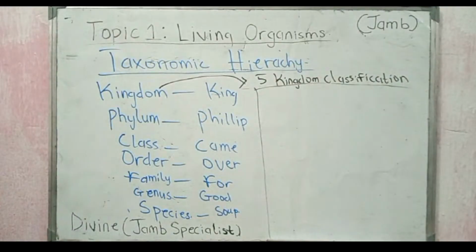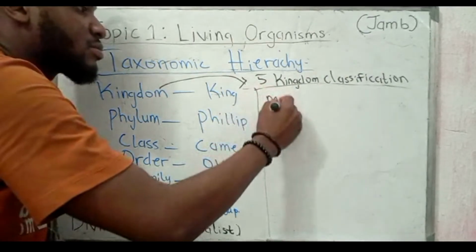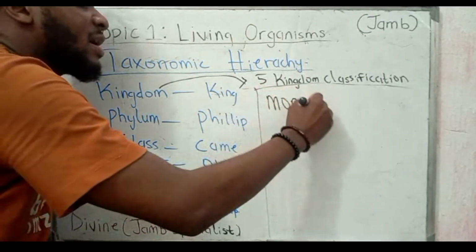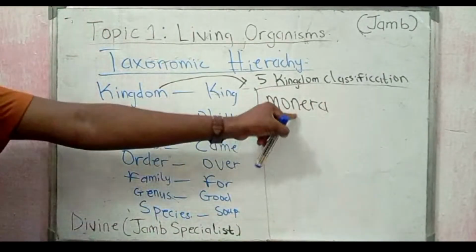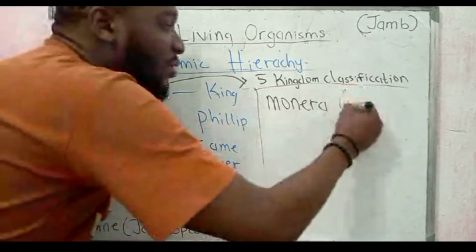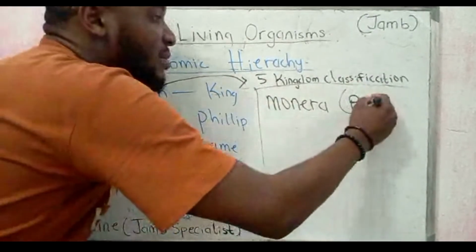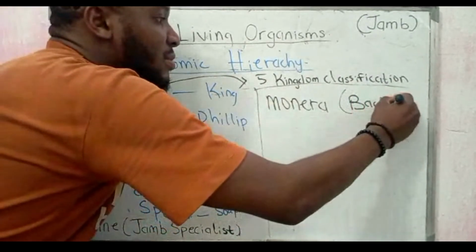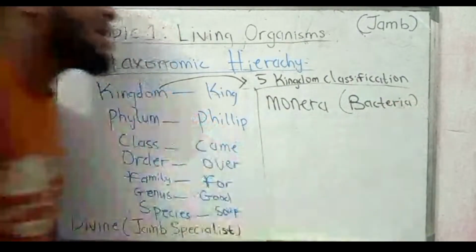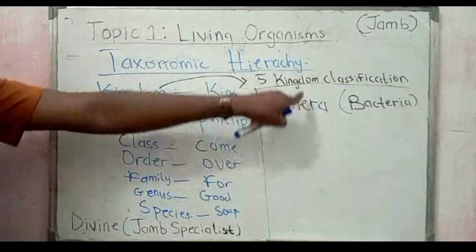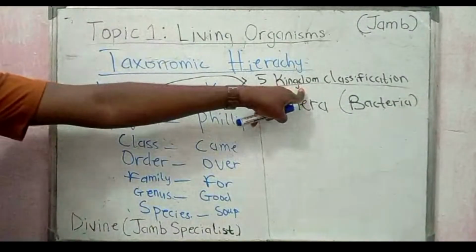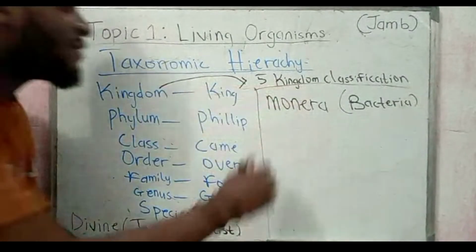The first one we have is Monera. Have you heard of this word before? Monera is a very common word. It's the same thing as bacteria. This is another name. The next one we have is Protista.